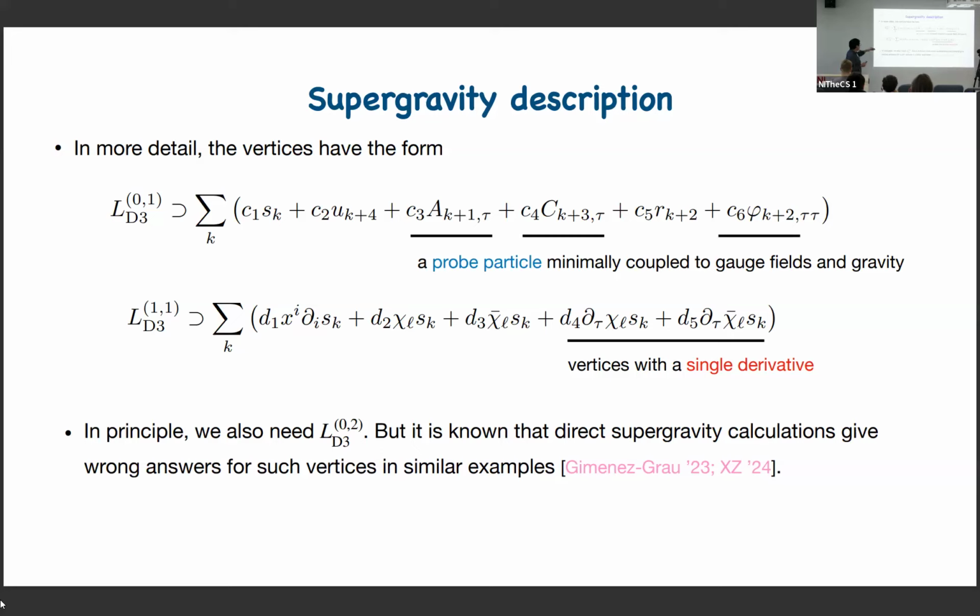In principle, we also need these (0,2) contact vertices, but they have some subtleties which are not resolved. Fortunately, we won't need that information at all because we can just get them from the bootstrap.